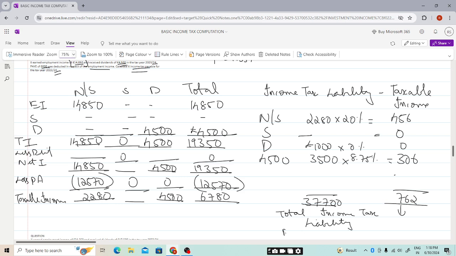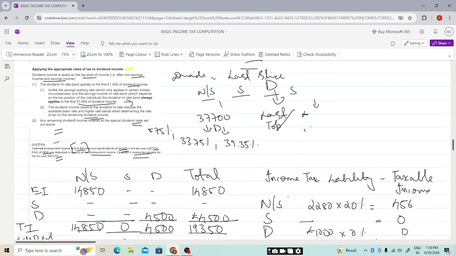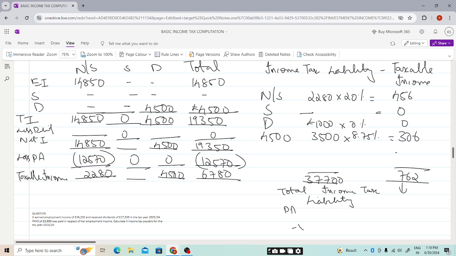But we have PAYE of 600, as mentioned in the question. So total income tax payable will be 162. So, clear with this? We'll be doing one more question so that we get a better understanding.